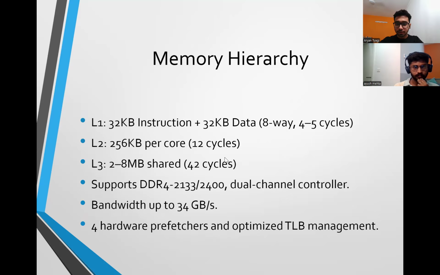Memory hierarchy. Skylake has a well-organized memory hierarchy, including 32 KB of L1 instruction and data cache, 256 KB of L2 cache, and 2 to 8 MB of shared L3 cache. It also supports DDR4 memory with a bandwidth of up to 34 gigabytes per second, ensuring faster data access and reduced bottlenecks. Next, let's talk about specialized features that make Skylake stand out in terms of parallelism and advanced processing.